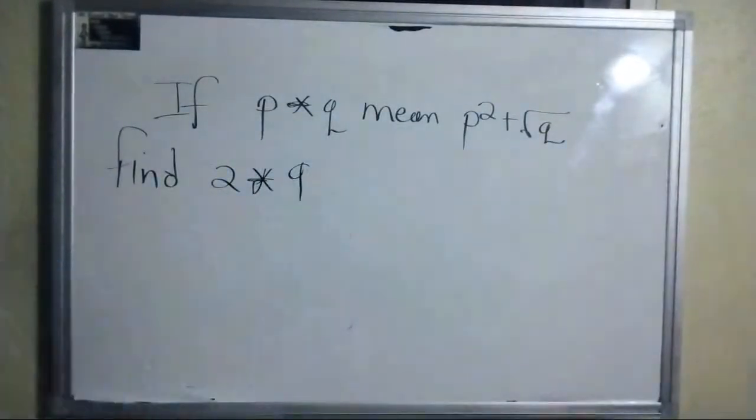Try that one here. If P asterisk Q means P squared plus the square root of Q, find 2 asterisk 9. So try that one again.